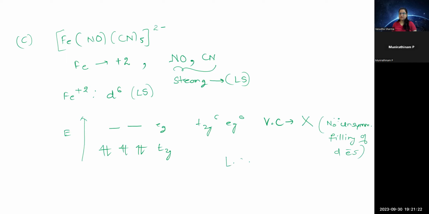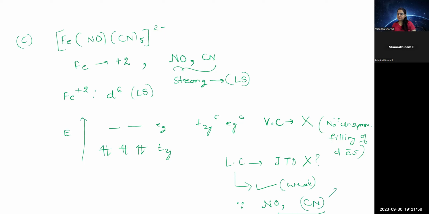Now tell me whether there is Jahn-Teller distortion. Not available, ma'am. Yeah, for the same reason, there is no unsymmetrical filling, so Jahn-Teller distortion is also not there. So do you think there is any lattice contribution over here? Lattice contribution is available, ma'am. Why? Because there are two types of ligands available. Right. So we still have lattice contribution, though it is weak, but it is there because we have one ligand which is NO and the other type of ligands are CN.